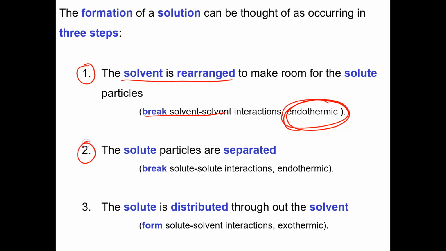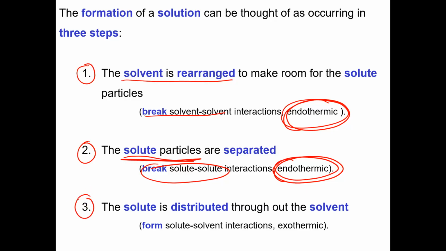Now we need to separate the solute particles from each other. So we need to disperse our solute particles, and doing this will break some solute-solute intermolecular forces. And again, that's going to be an endothermic process and require energy. And then finally, in step 3, we disperse the solute throughout the solvent, and we put the solute particles into the spaces that we made in the solvent. And this is going to result in the formation of solute-solvent interactions. So new intermolecular forces will form, and the formation of bonds is always exothermic.